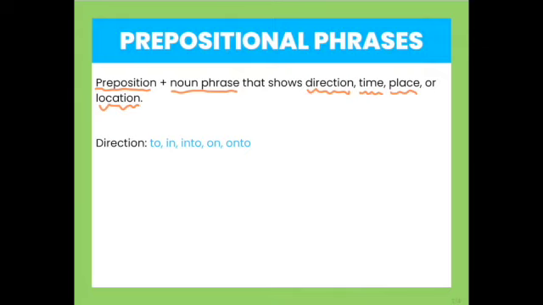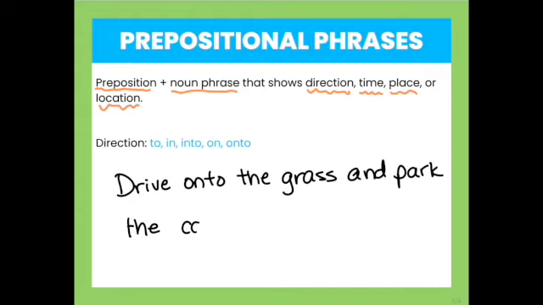So we might have a preposition that shows direction, in which case the prepositions we're going to choose are the words to, in, into, on, or onto. So let's take a look at a sentence like, drive onto the grass and park the car there. In this particular case, we have a prepositional phrase that is telling us the direction to which we need to drive. And so right here is the whole prepositional phrase, onto the grass.